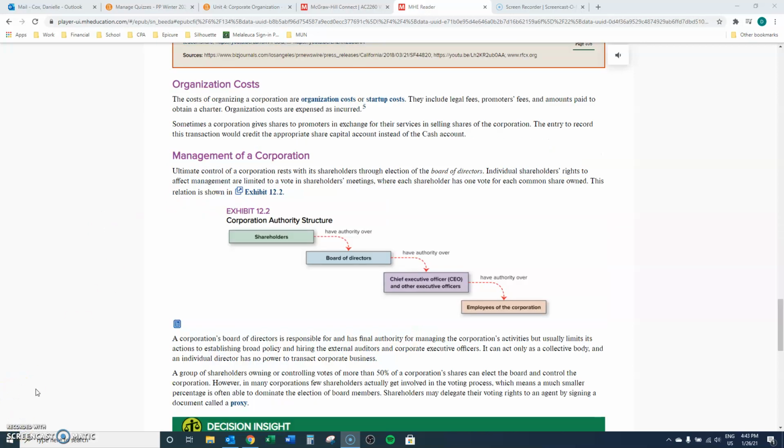Organization costs. So there are costs involved in setting up a corporation. They are organization costs or startup costs. So they can include lawyers' fees, promoters' fees, amounts paid to obtain your charter. So these are all costs that are expensed as they're incurred.